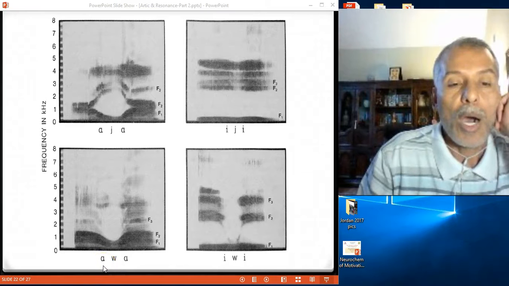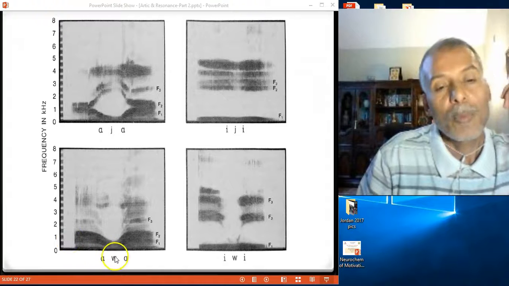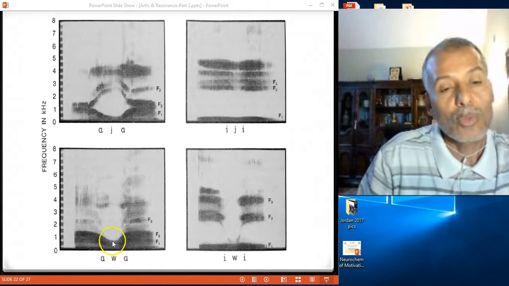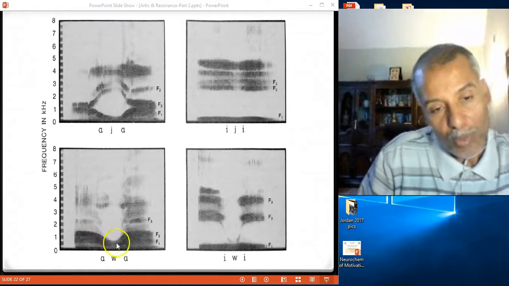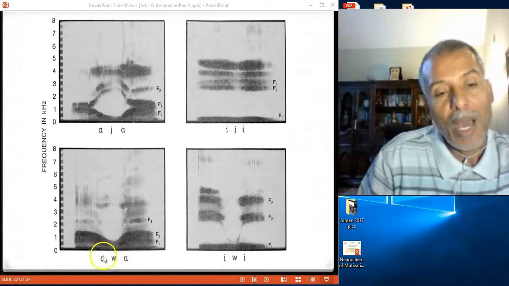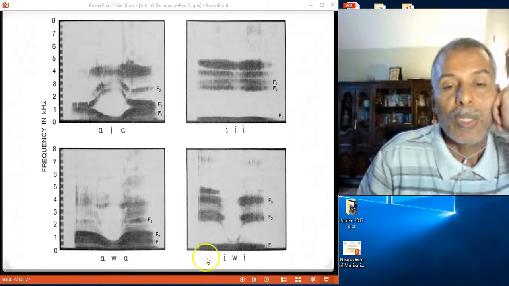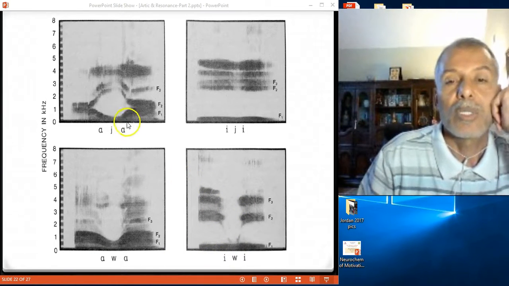"Awa." It starts higher, and then as you approach the "oo," which is 300 or 270, you start to transition down to the "oo," and then you rise again, "awa." This one is "iwi." So this shows you the transition as you go from one to the other.